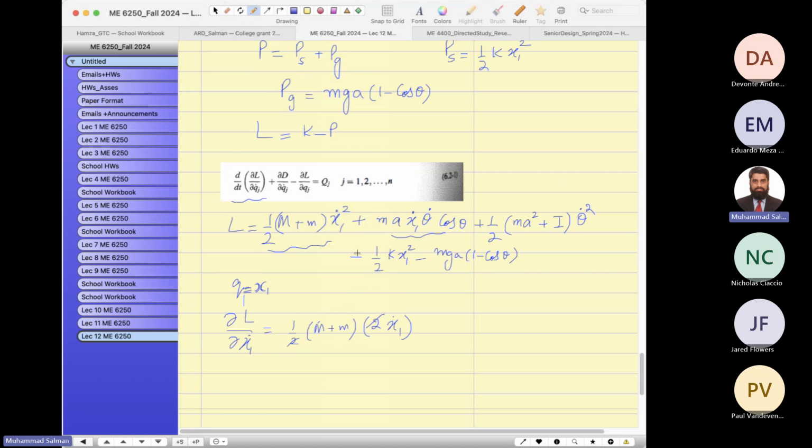Now, if you take one more step, let me do this next step later on. Let me show you here. The partial derivative for this one is m a theta dot cosine theta, because the partial derivative of x1 dot is 1. Agreed? Then you have to take the time derivative of this term. So let's do it on top of it. It would be the time derivative of this one, m plus m.